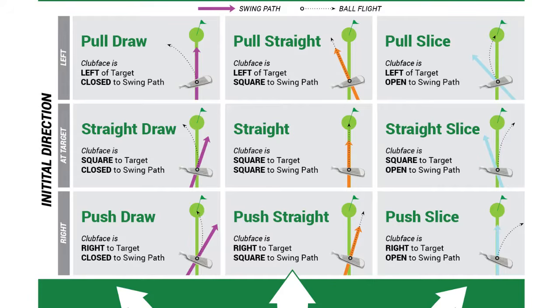So if we look down the middle column, we'll see balls that don't curve, right? Straight pull, straight shot, and a push straight. All of these didn't curve because the face and the path match, right? The curve comes when the face and the path diverge.